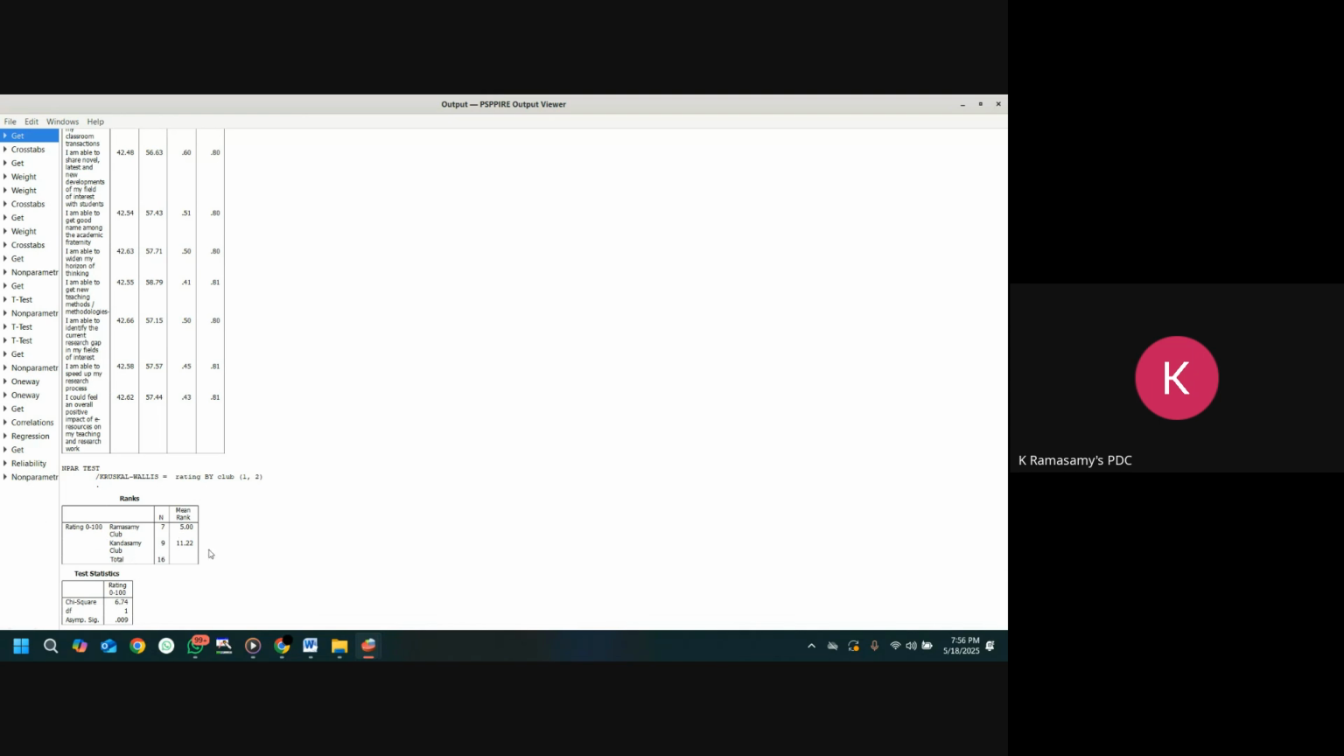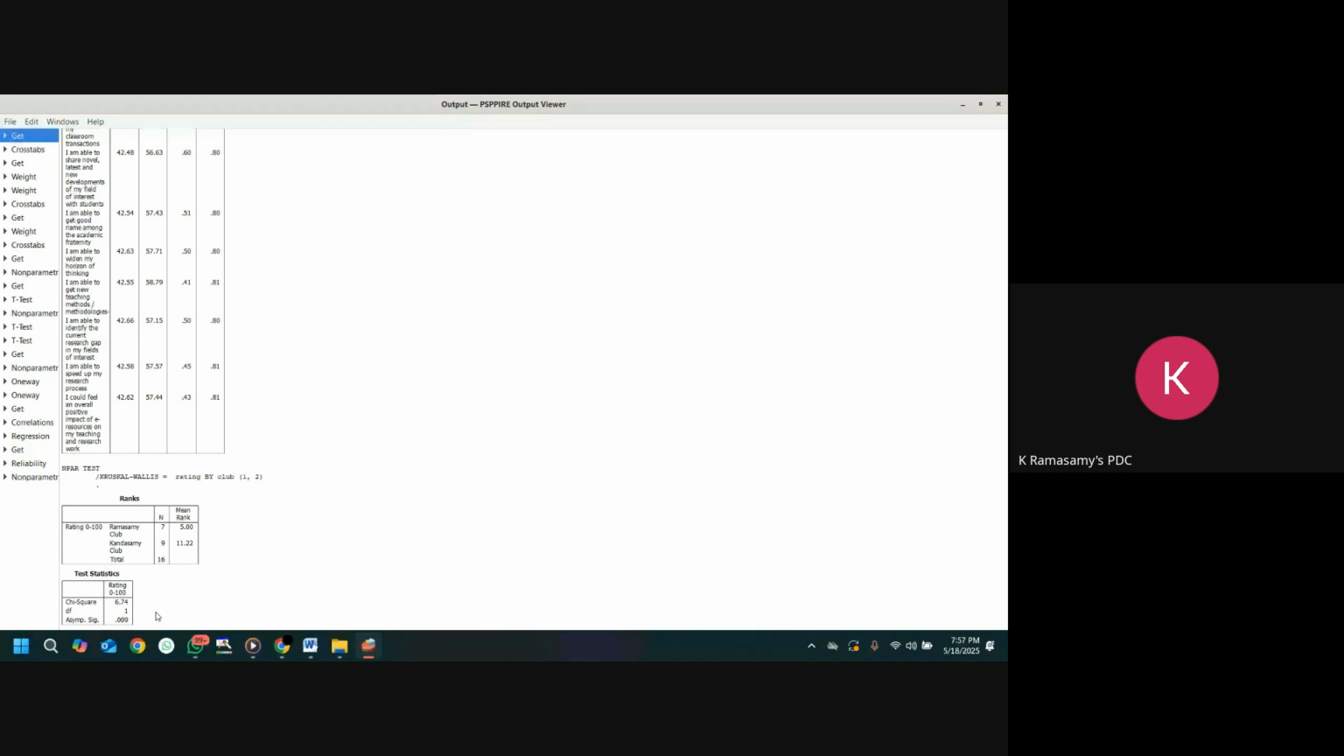Mean score is not given. Mean rank is given. What is the rating? Chi-square value, degree of freedom. Sig value is 0.009. So it is less than 0.05. So what is the meaning? Null is rejected. Alternative is accepted.